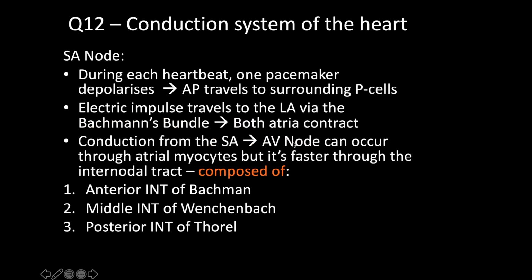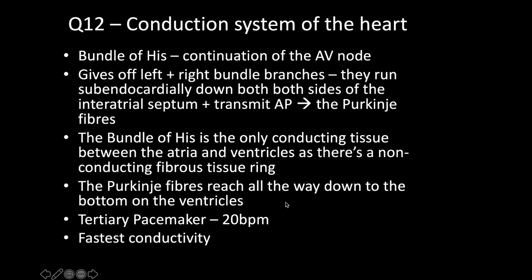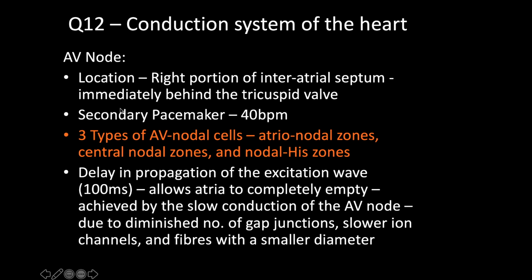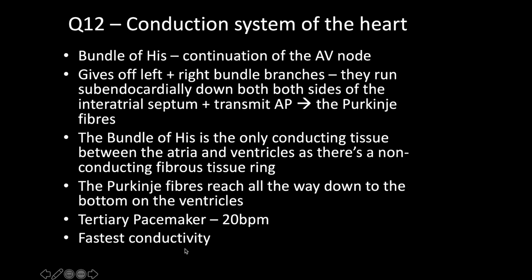And the Purkinje fibers reach all the way down to the bottom of the ventricles, as you saw in the picture. The special thing about the Purkinje fibers is that they're the tertiary pacemaker, and they set a pace of 20 beats per minute. And I think I forgot to mention, the atrioventricular node is the secondary pacemaker, setting a pace of 40 beats per minute. I'll get onto that later as well. And the special thing about Purkinje fibers is the fact that they have the fastest conductivity.